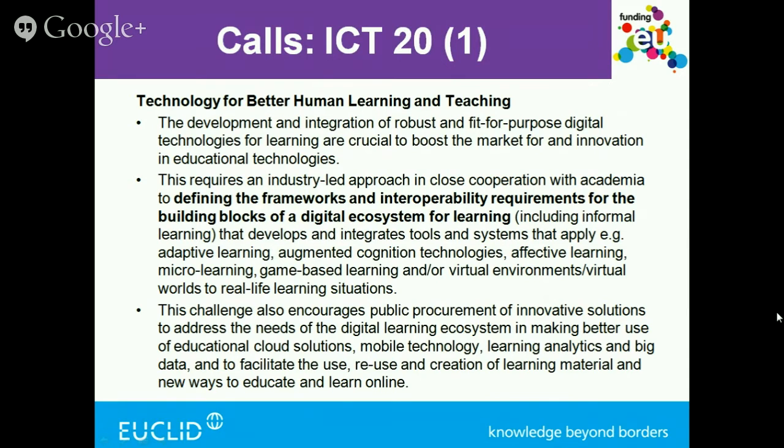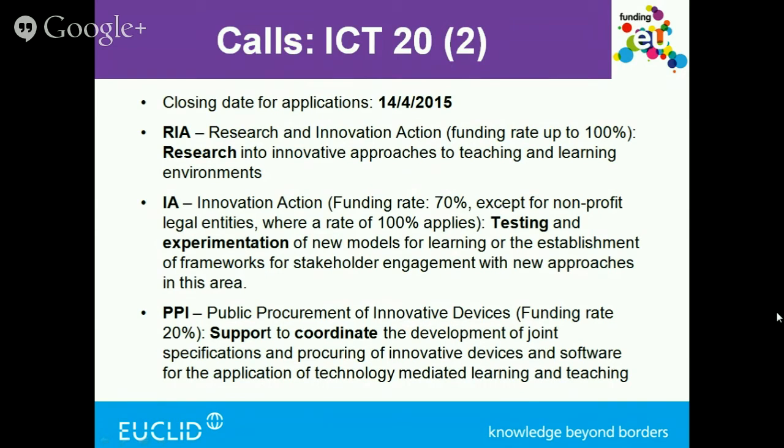The deadline is also the 14th of April, and you get RIA and IA. You can't get a CSA, but you can get a PPI. Again, I don't think you need to worry about PPI, particularly because the funding rate is only 20%. Who wants to know? Okay.